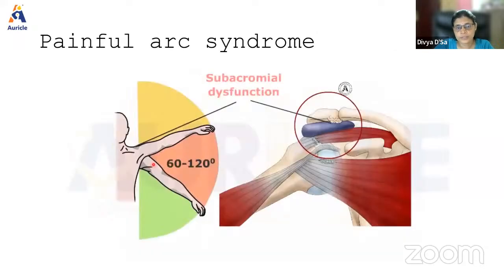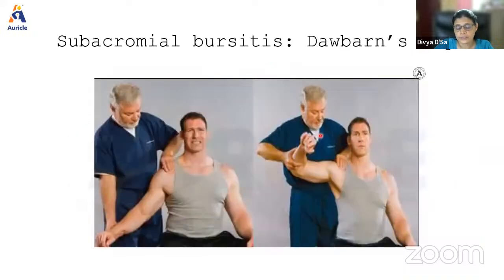Painful arc syndrome. So painful arc syndrome, what happens? Beyond 60 degree and up to 120 degree abduction, when we abduct, there will be pain. Okay. That is basically because the subacromial bursa or the supraspinatus muscle, which is present here, the inflammation of that can cause the painful arc syndrome.